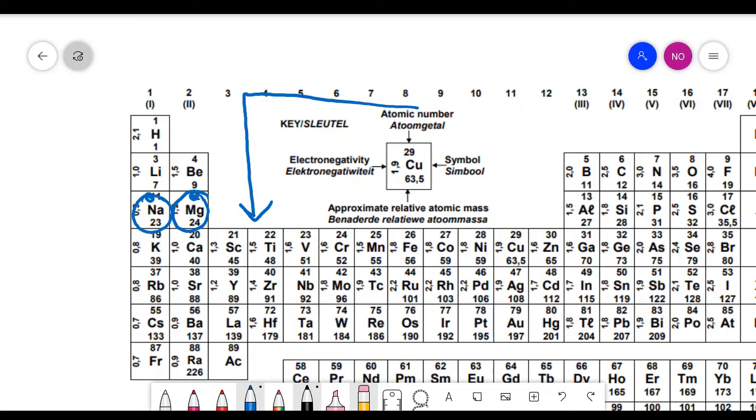Sien julle? Let's do another one. If I'm comparing magnesium and calcium, which one will have the bigger atomic radius? Calcium. Why? Because atomic radius increases to the left and downwards.